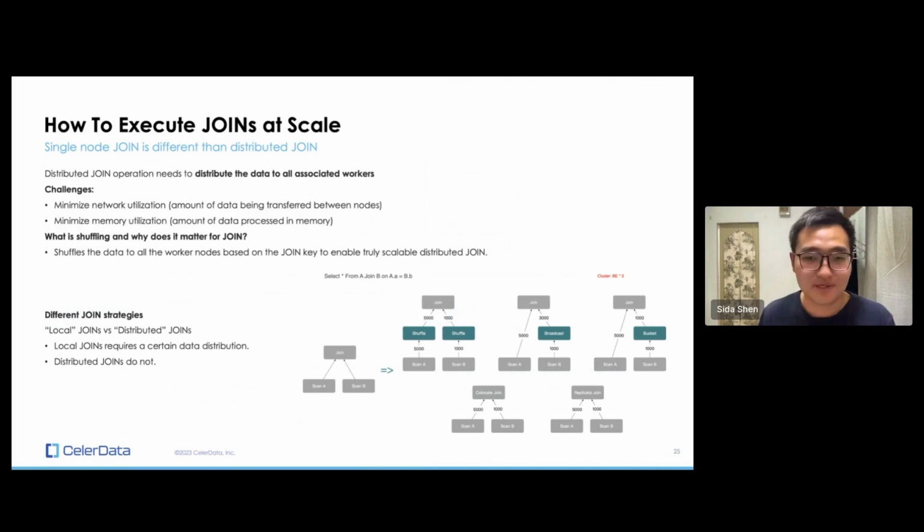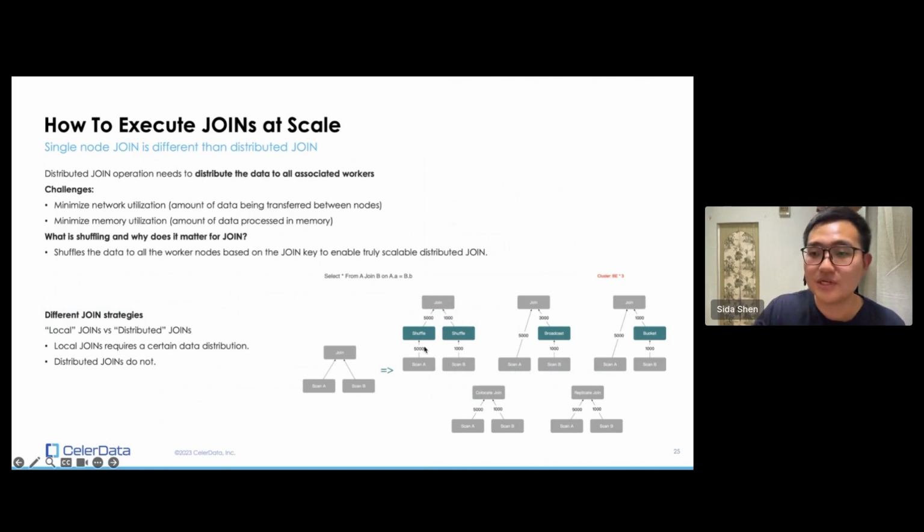And here I want to introduce something called data shuffling, right? So why does it matter so much for joins? I'm going to use the next 4 or 5 slides to talk about that, right? Data shuffling is basically shuffling the data to all of the worker nodes based on a join key, right? Based on the key, shuffle all the data to the right nodes. So you can shuffle any table, like your left table or the right table, right? And this is key to a truly scalable distributed join.